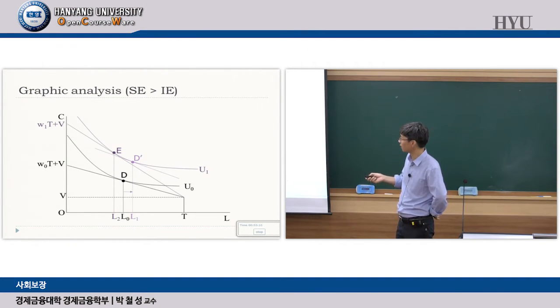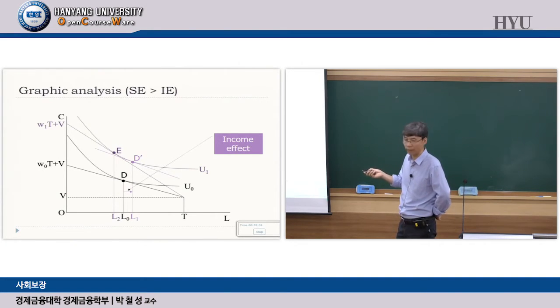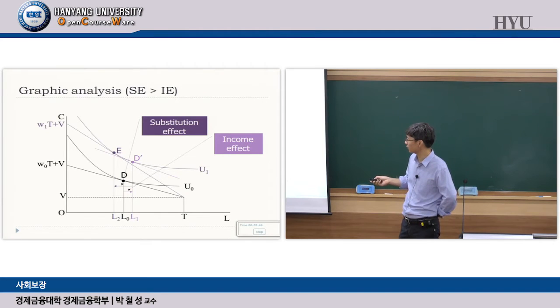Okay? So this change is due to what effect? Income effect. So as you can see, by income effect, leisure hour will increase. From D prime to E, we say basically that this person's income didn't change, only the wage rate changed. The price of leisure changed. So that part we call what effect? Substitution effect. Okay? So here the substitution effect is greater than the income effect.